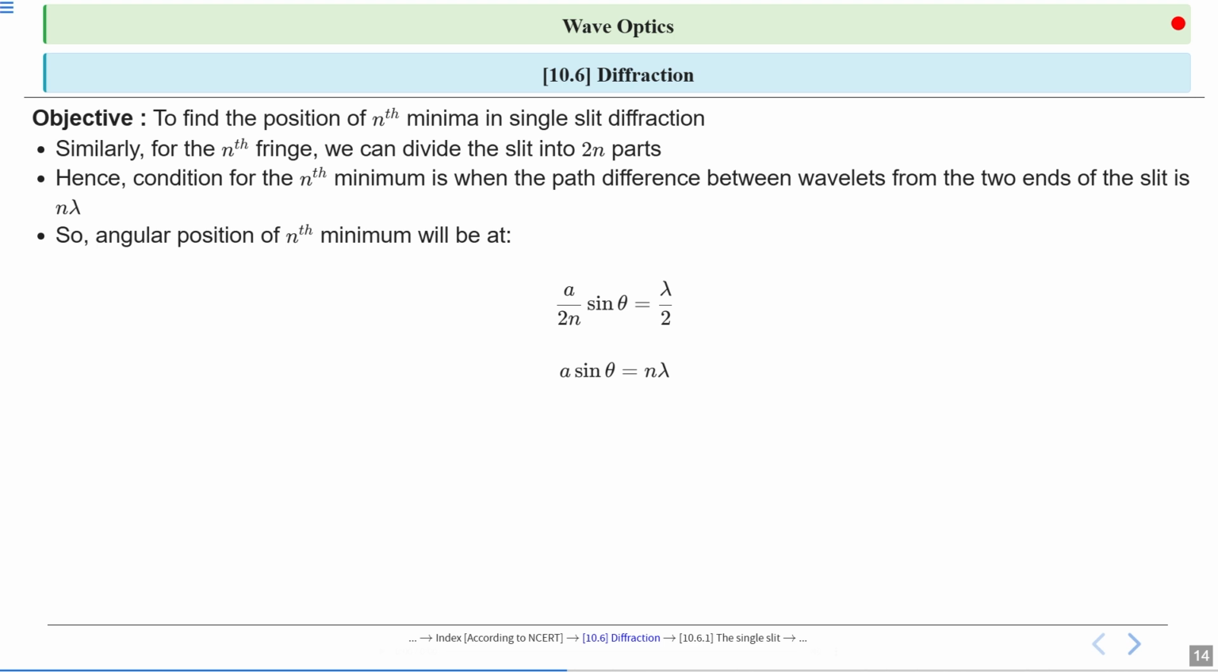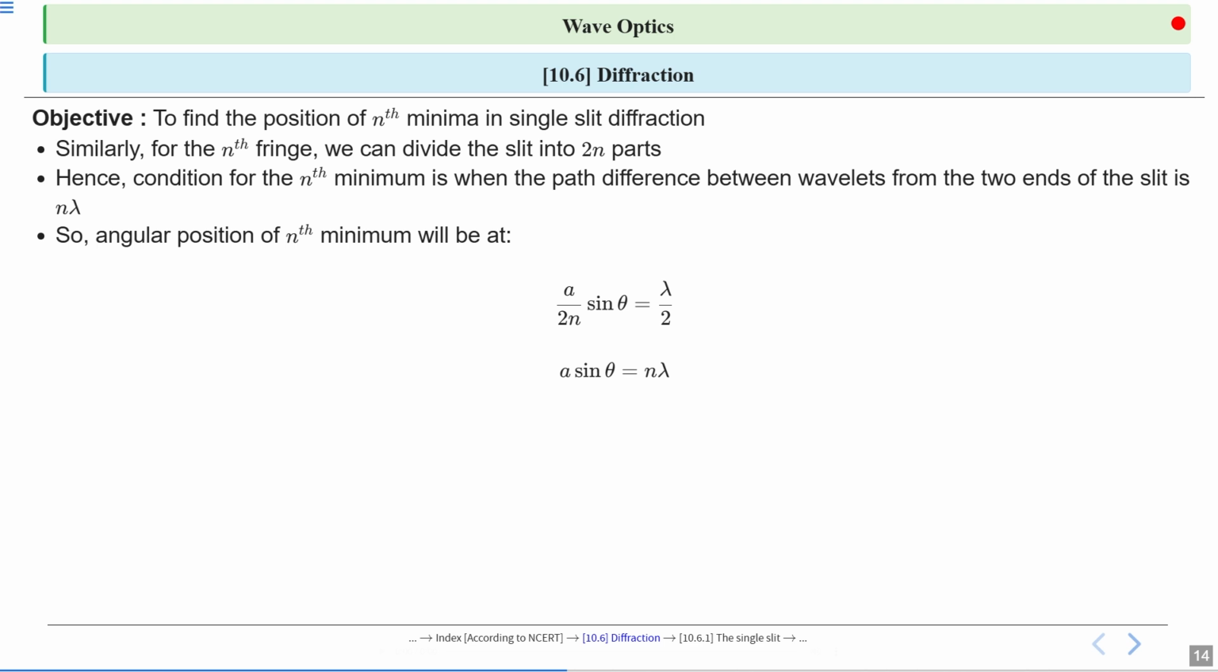A sine theta. When the slit is not divided into any part, when we consider the whole slit, then the path difference will be a sine theta, and that should be equal to n lambda. That's why we have written in the second bullet point that the path difference between two wavelets from the two ends of the slit is n lambda.